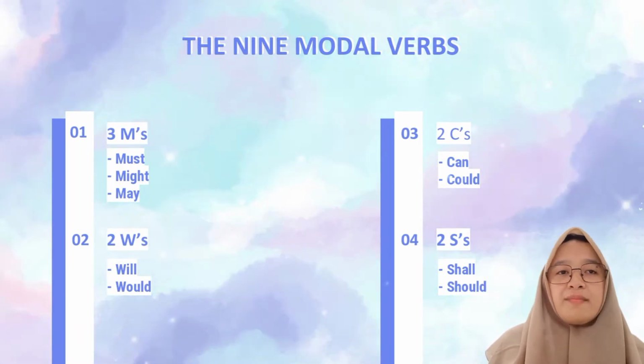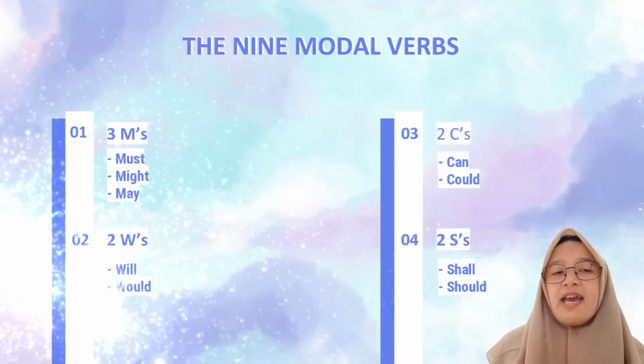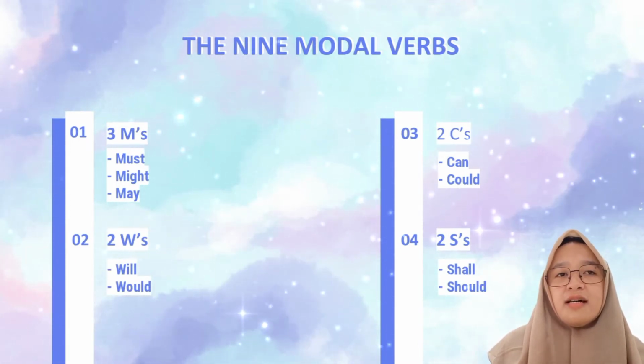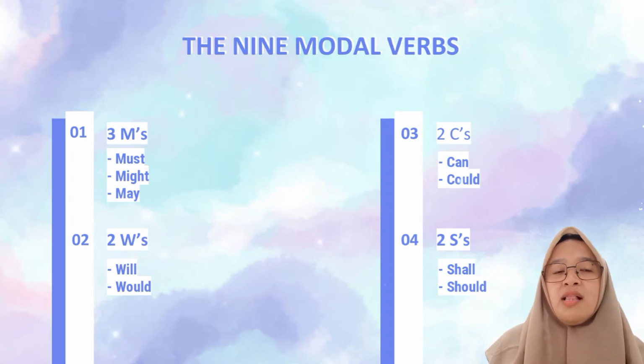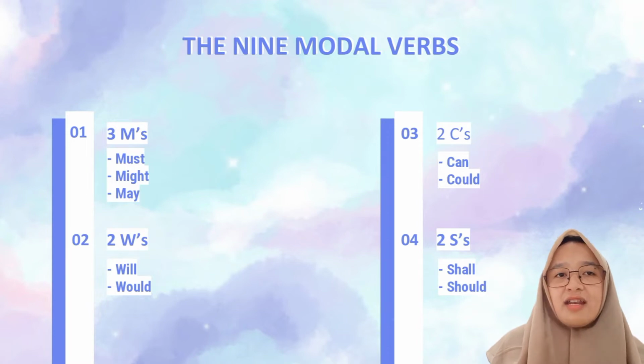So we have got the 3 M's: must, might, and may. We have then got the 2 W's, will and would. We then got the 2 C's, can and could. And then the 2 S's, shall and should.